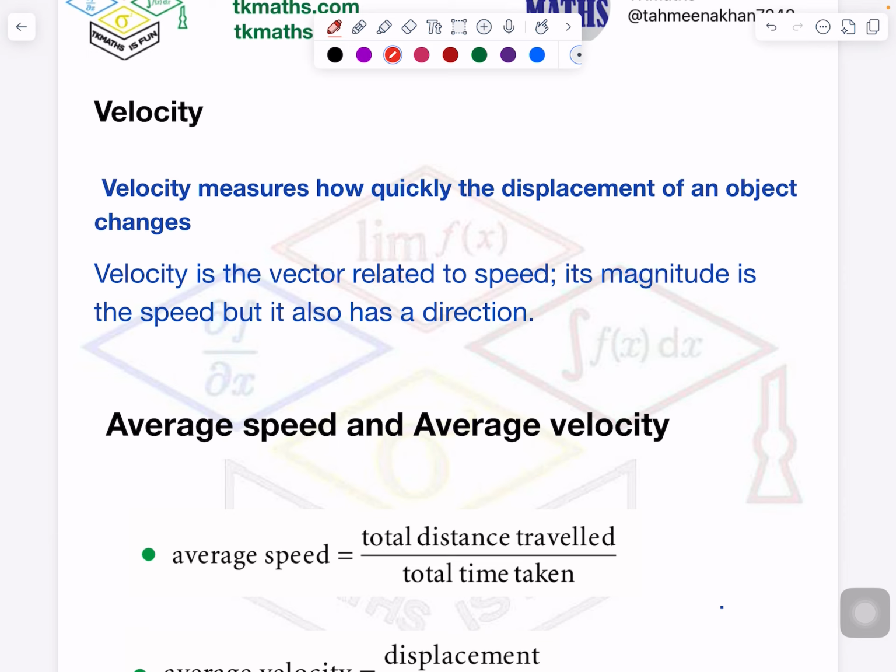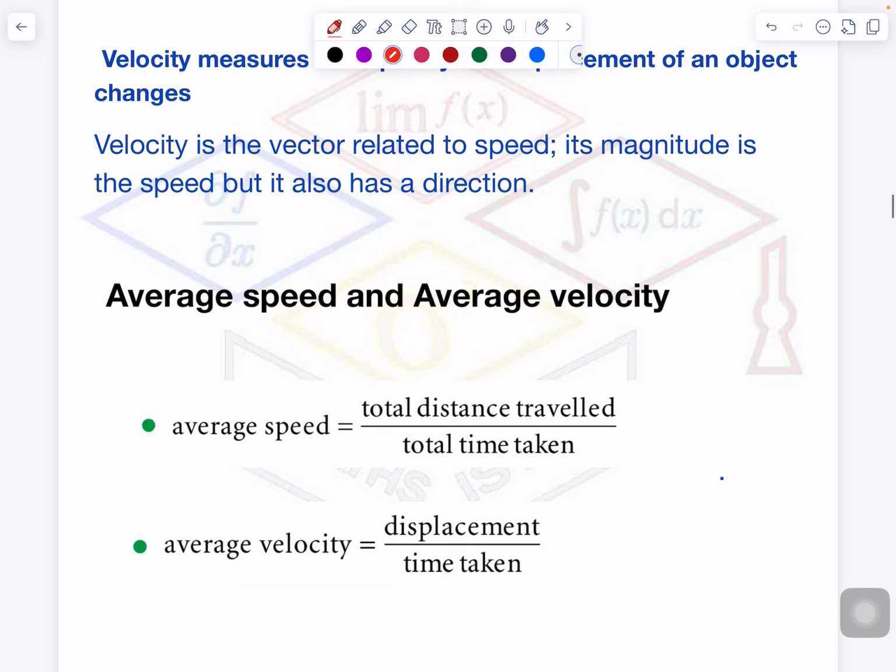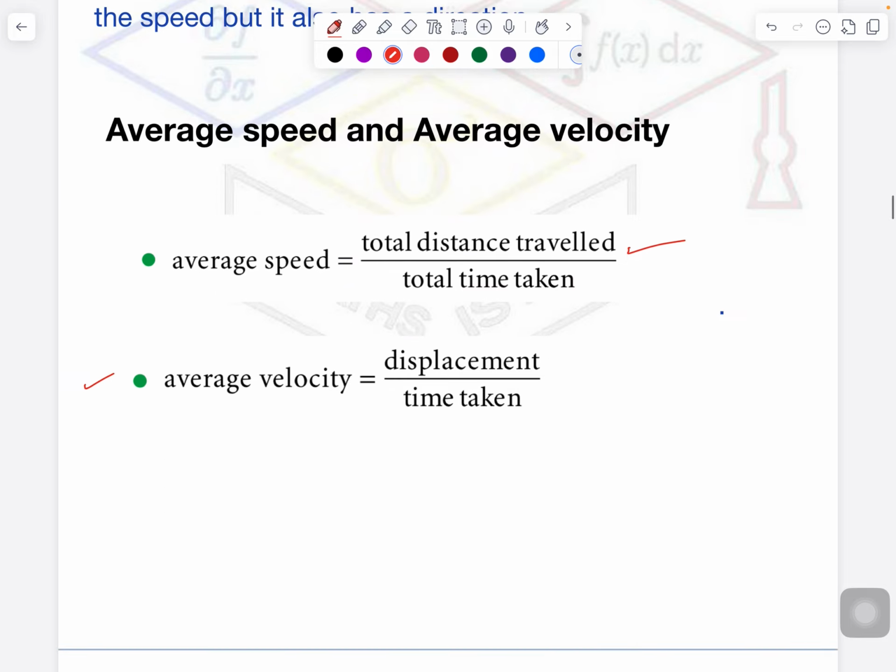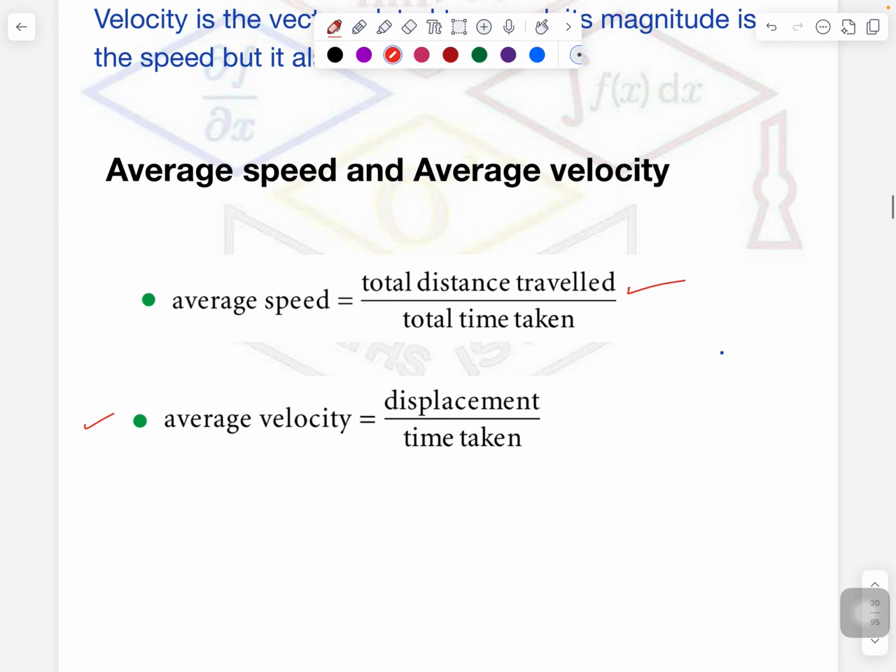So when we are talking about average speed, we talk about total distance covered divided by total time. And when we are talking about average velocity, you have to read the question carefully. What is the question asking? Then it will be displacement divided by time, right? So let's do two questions. You can note down this formula.